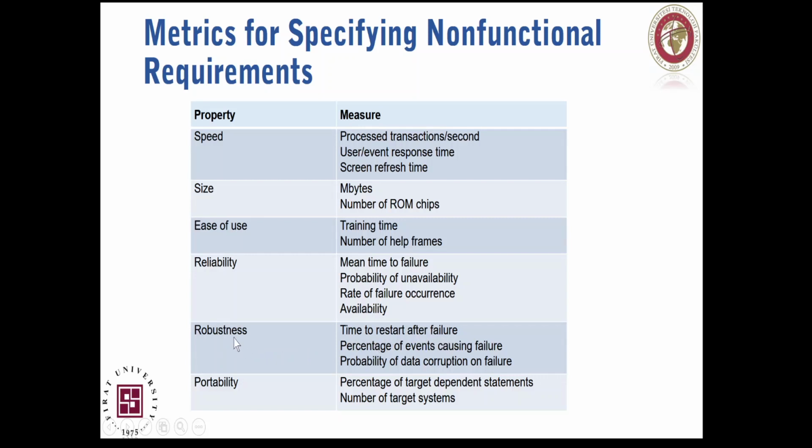Well, let's say I have a failure and my software is actually stuck and I had to restart it. How long does it take to restart and recover? Then maybe the percentage of events causing failure. Do I get this failure too often, or is it just once in a while? Because we cannot have software that is 100% pure of failures or errors. That's not usually the case.